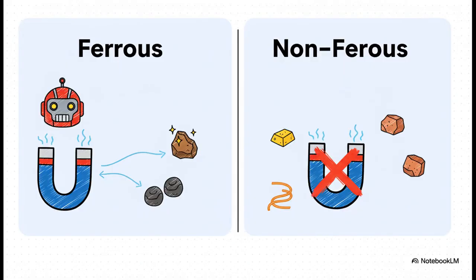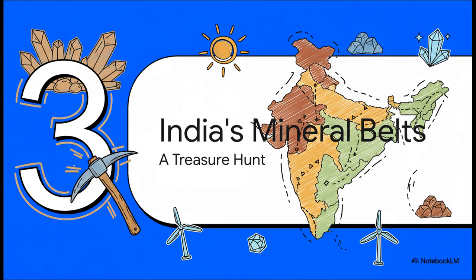Okay, so within the metallic family, we have ferrous and non-ferrous. What does that mean? It's so simple. Ferrous means it has iron in it. Just think of Iron Man. Ferrous, iron. Get it? So things like iron ore and manganese are ferrous. A non-ferrous? Well, non just means no. So no iron. Simple as that. Things like copper, bauxite, even gold. They're all metallic, but they don't have iron in them. Easy, right?